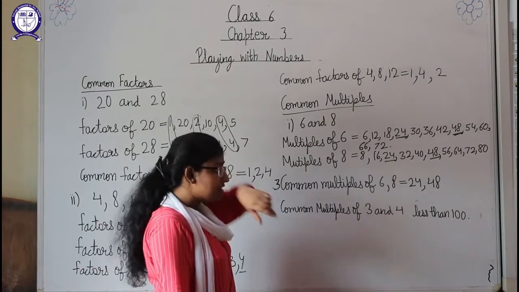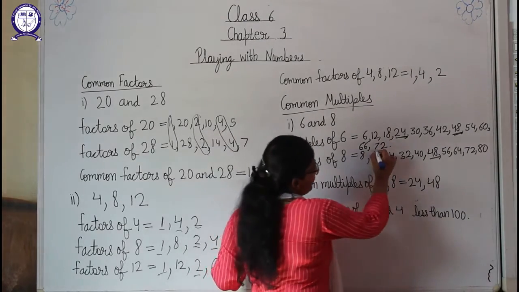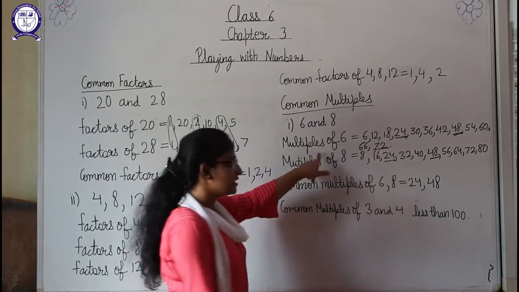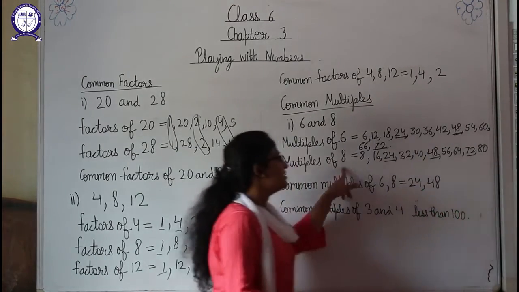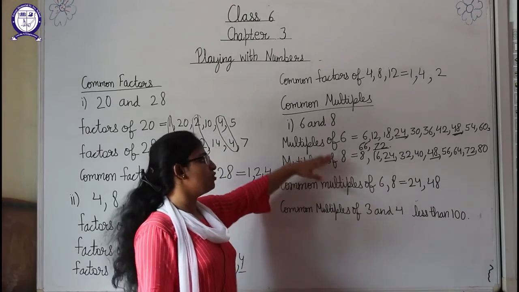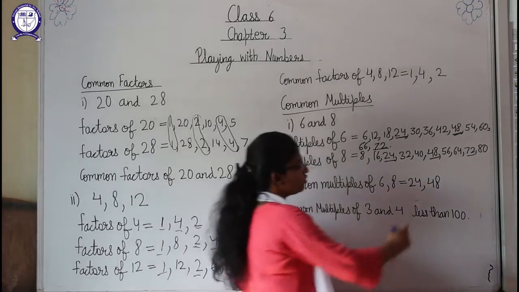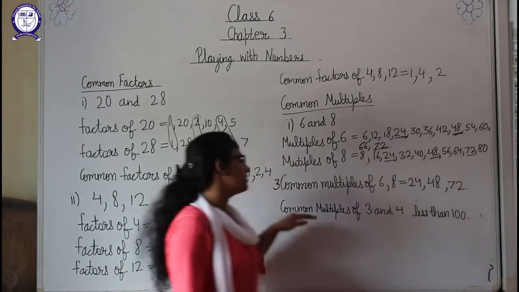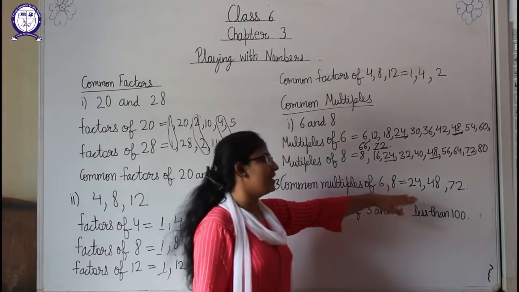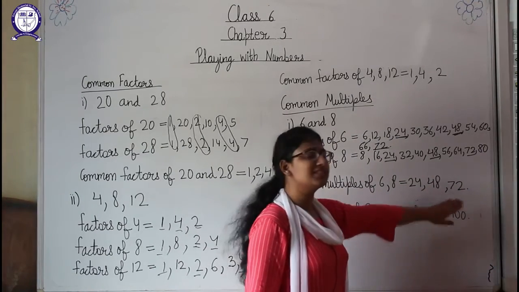Okay, and if you check now, here we are getting 72 as the multiple of 6 and here also 72 is the multiple of 8. It means 72 is common in both cases. So we will write 72 here. Like this we get the 3 common multiples of 6 and 8, which are 24, 48 and 72.